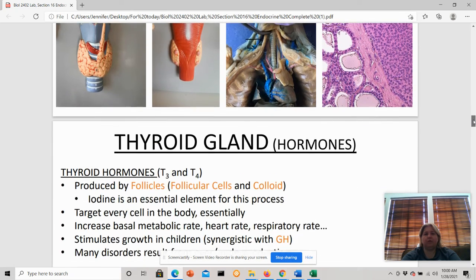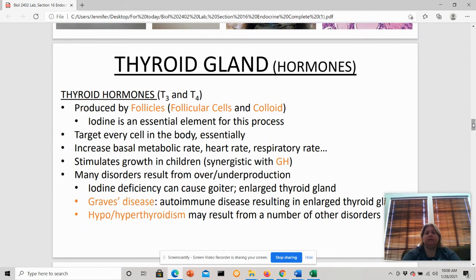Moving on, we're going to talk about the hormones these glands release. The thyroid gland is going to release thyroid hormone, and this is produced by the follicular cells in the colloid. Iodine is an essential element for this process. Now, thyroid hormone targets essentially every cell in the body.